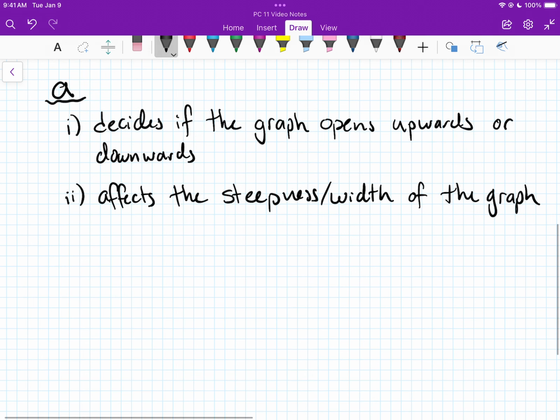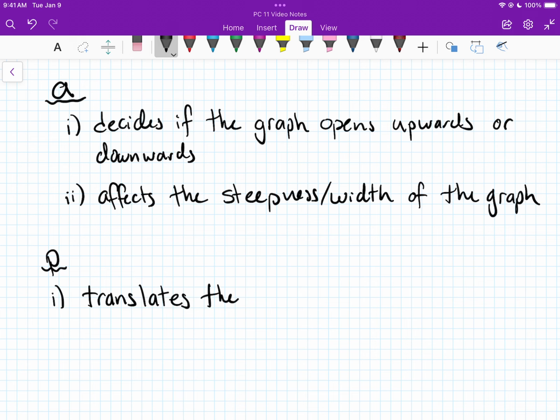P does, well, it really does one thing, but we can think of it in a few different ways. So the technical way of thinking about P, if you looked at the activity, as you change it to P, the graph would have moved left or right. So we can think of P as translating, that's your technical term, translates your graph right or left.